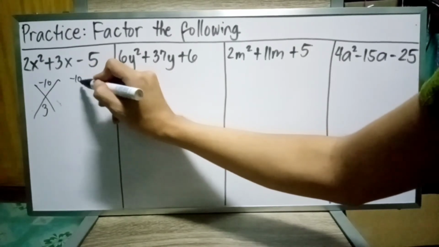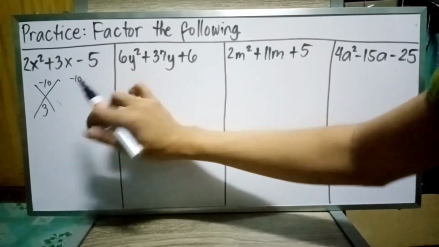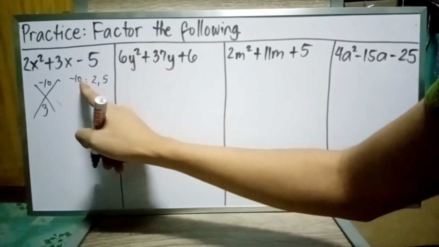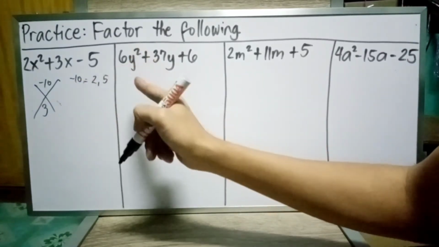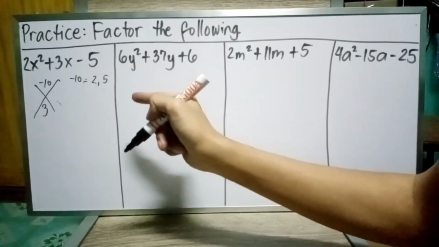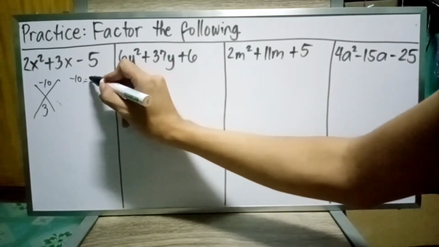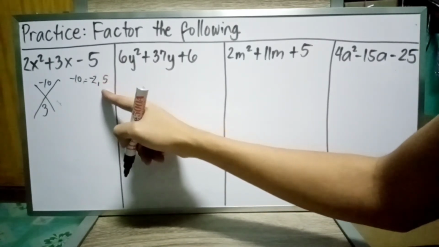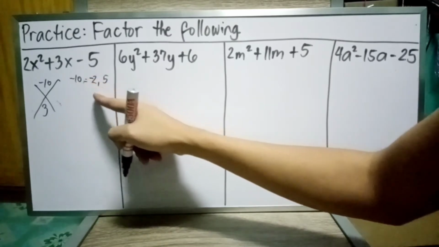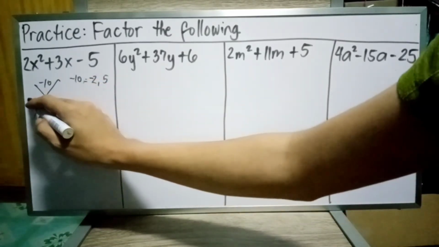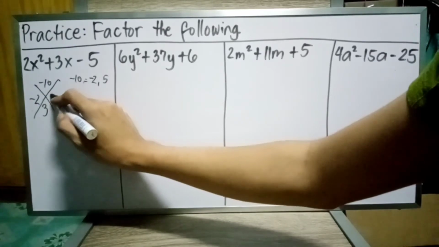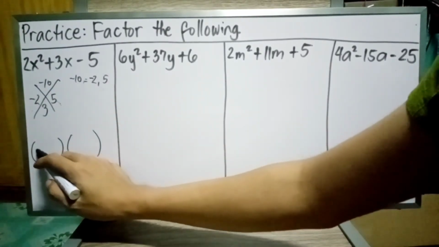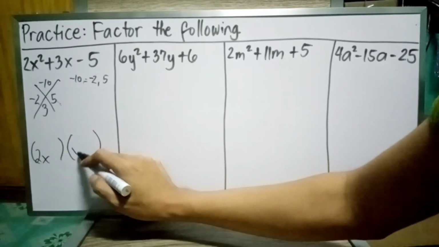So negative 10, so it can be 2 and 5. But we need negative 10. So where we're gonna put the negative sign? 2 or 5? Okay, we're going to put it on 2. Because negative 2 times positive 5, that is negative 10. Negative 2 plus 5, that is positive 3. Negative 2 and 5. So therefore, factor is 2x, then x.